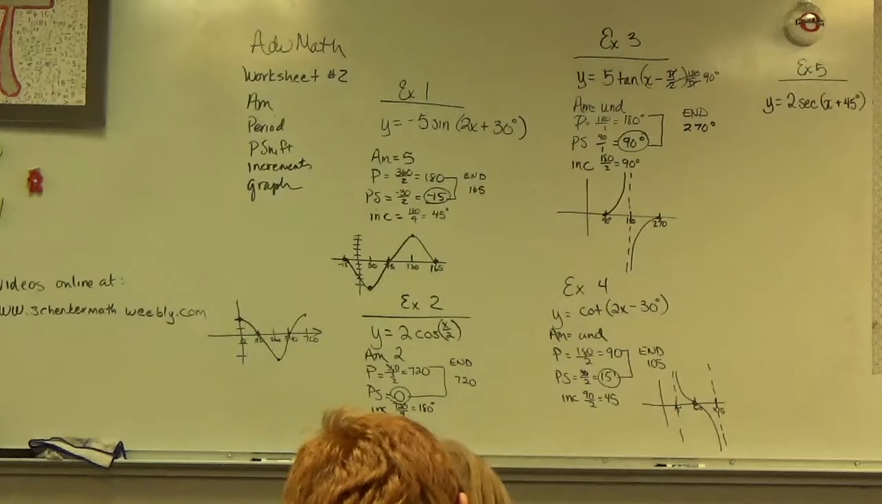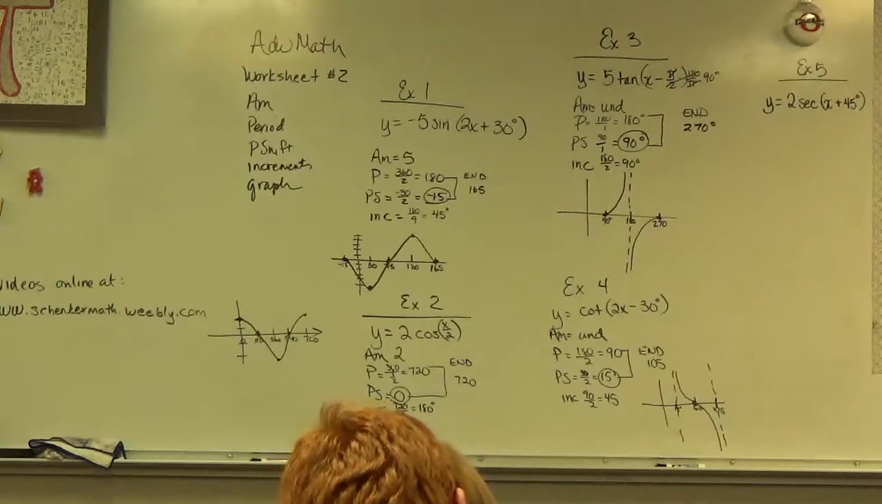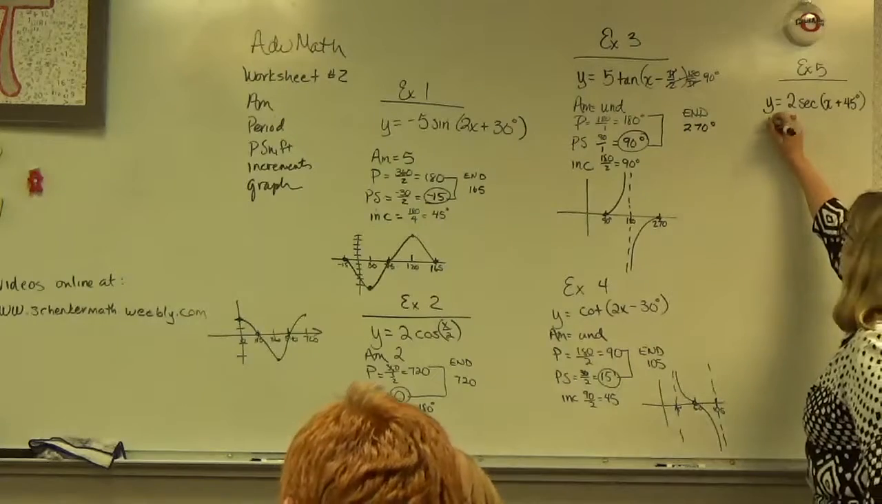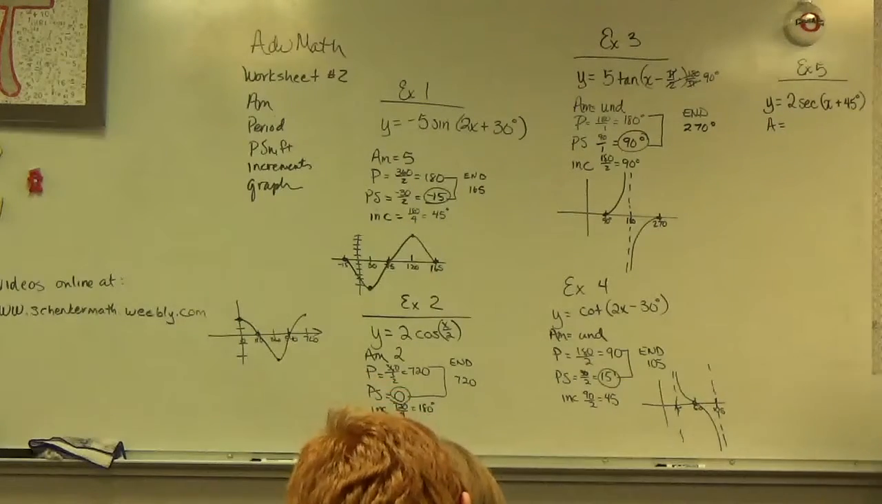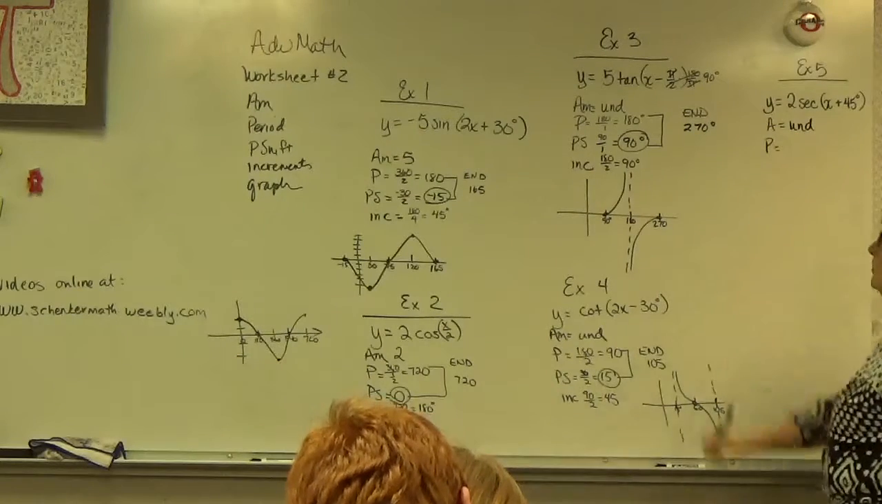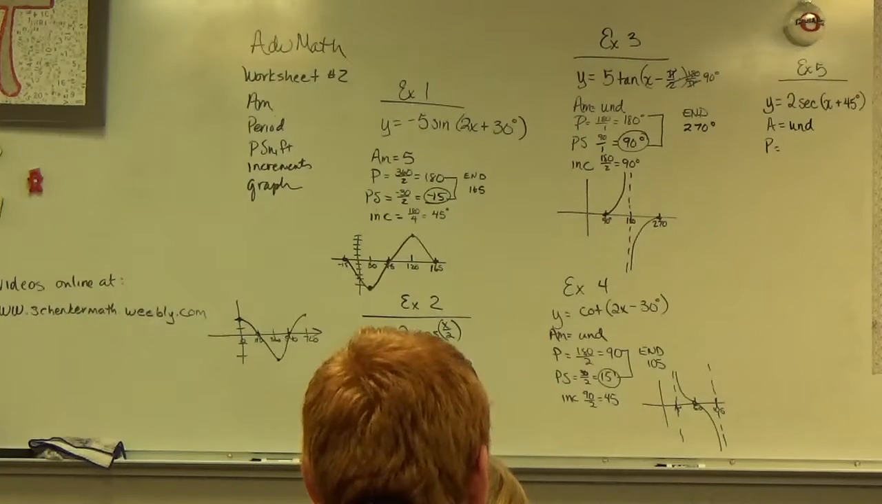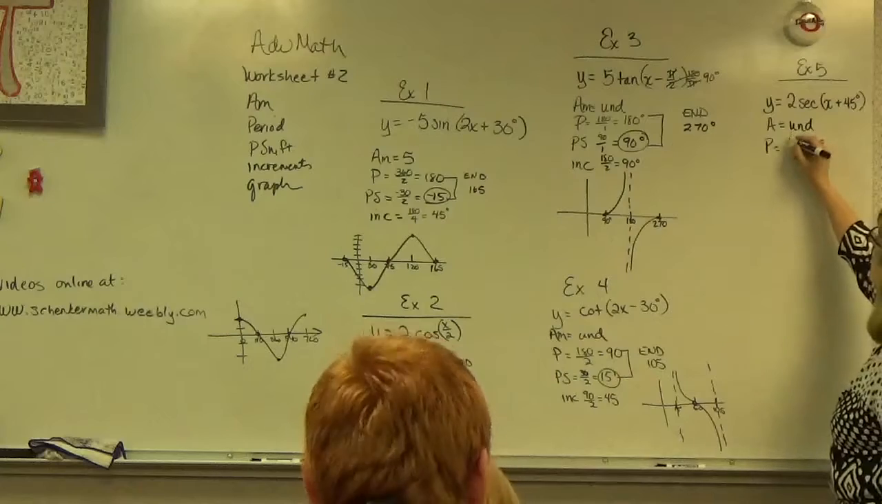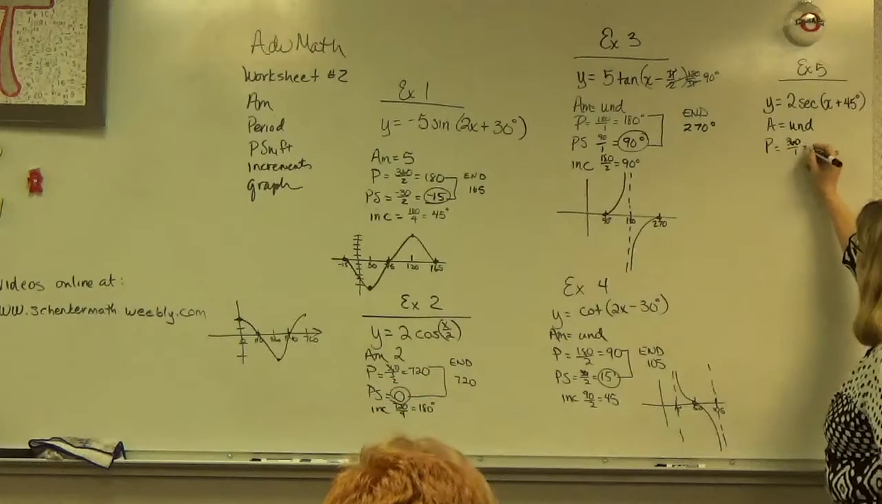Okay, we're doing the secant. So JC, what is the amplitude? 2. Be careful. Undefined. Richard, what about the period? It's 360 degrees over the K, which is 1, so you get 360 degrees.